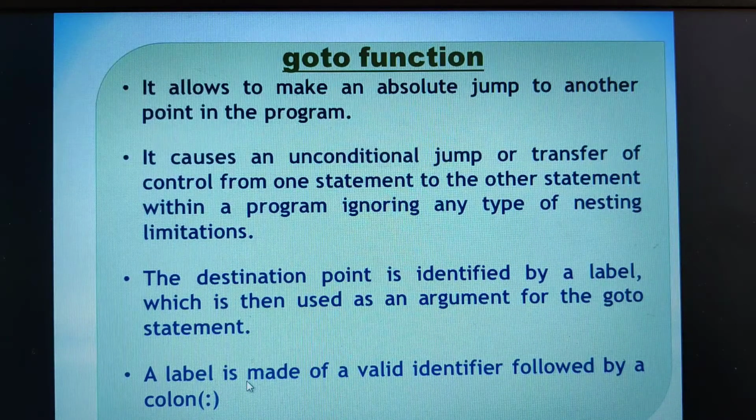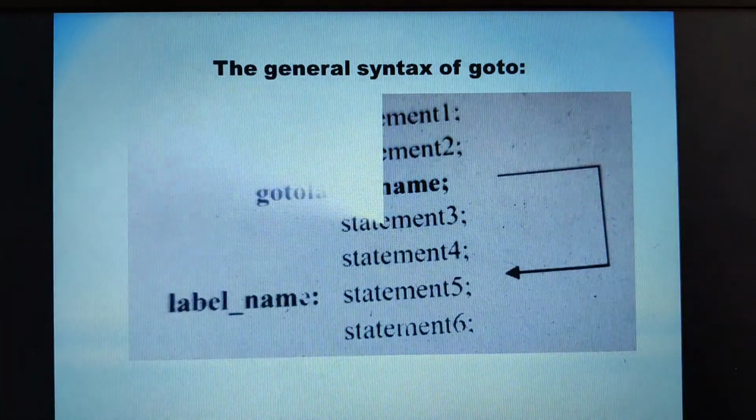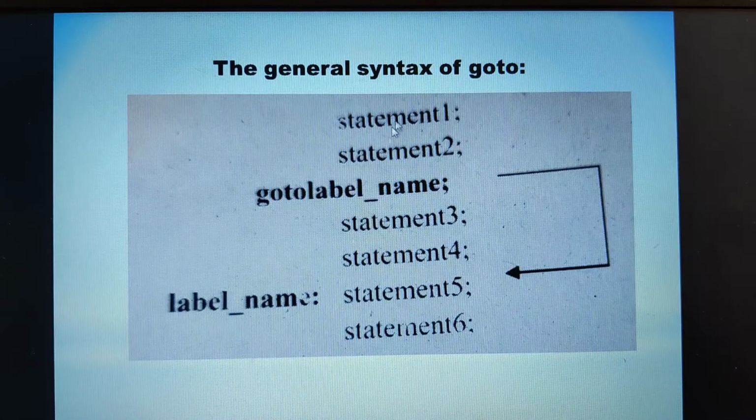Now let me show the general syntax to get an idea. See here, in your program execution there is statement 1, statement 2. When you come to the 3rd statement, there is goto label name. Label name in the sense what? Maybe here I will be writing step 1, step 2, this is step 3, 4, 5, and this is step 5. Now at this point, this is step 6 actually. Now here I have written go to step 6. Now this step 6 will become a label name.